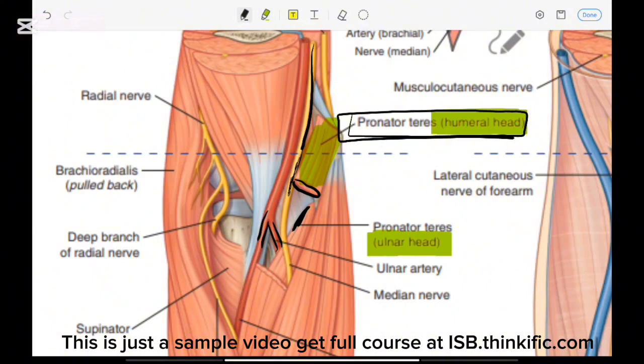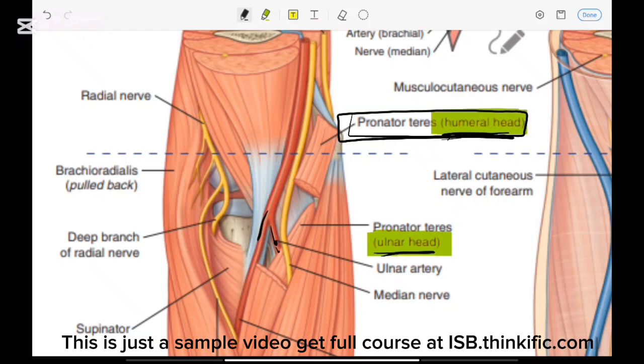Now, the median nerve passes between the two heads of the pronator teres. Is that right? Now it is passing in between the two heads of pronator teres. It means it is deep to the humeral head and superficial to the ulnar head. Is that right? Now look at the ulnar artery on the other hand. The ulnar artery passes deep to the deep head of pronator teres. It passes deep to the ulnar head.